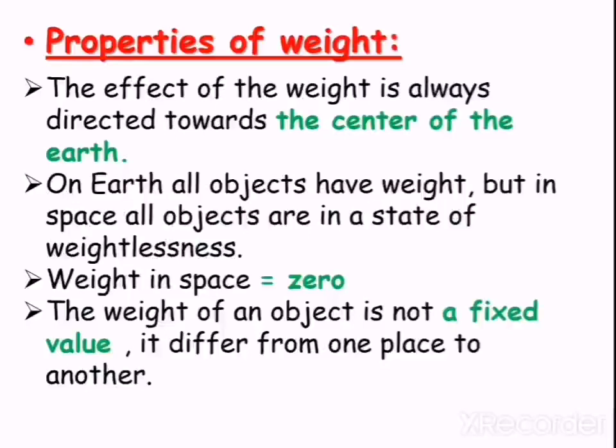And the properties of weight: the effect of the weight is always directed to the center of the earth, and on the earth all the objects have weight, but in space all the objects are in a state of weightlessness, so the weight in space equals 0 because there is no gravitational force. And the weight is not a fixed value because it differs from one place to another.